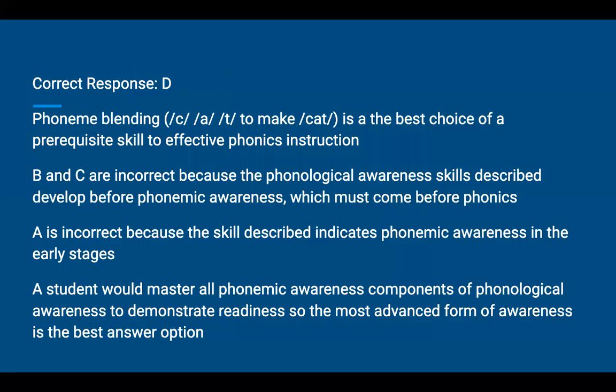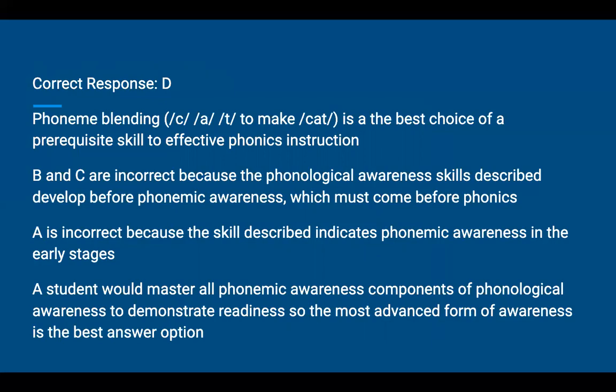Then going a little bit deeper into that, phoneme blending of a word: if a student looked at the word cat and they weren't sure how to say it, being able to blend those phonemes and use their understanding of the alphabetic principle of making the k, a, t sound for each of those letters is the best choice of a prerequisite skill, that phoneme blending. They're still using an awareness that words are made of more than one sound, but they have a bit more sophistication to that awareness where they're actually able to figure out what those sounds are.